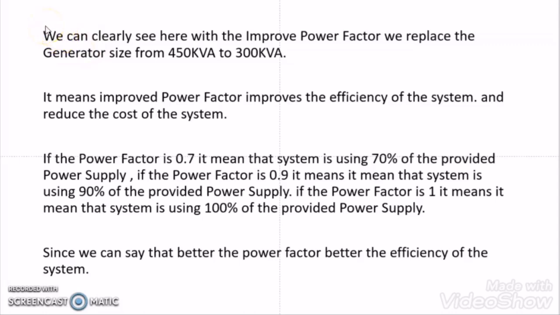From the previous two examples, we can clearly see that when the power factor is improved, the same load can be fed from a 300 kilovolt ampere rating generator instead of a 450 kilovolt ampere generator. It means this improvement in the power factor improves the efficiency of the system, or we can say in other words that improving the power factor will reduce the cost of the system.